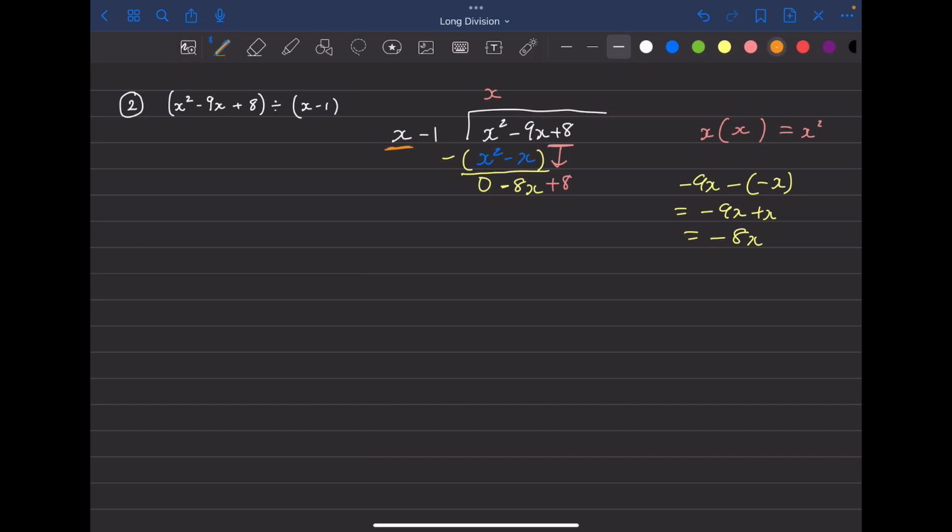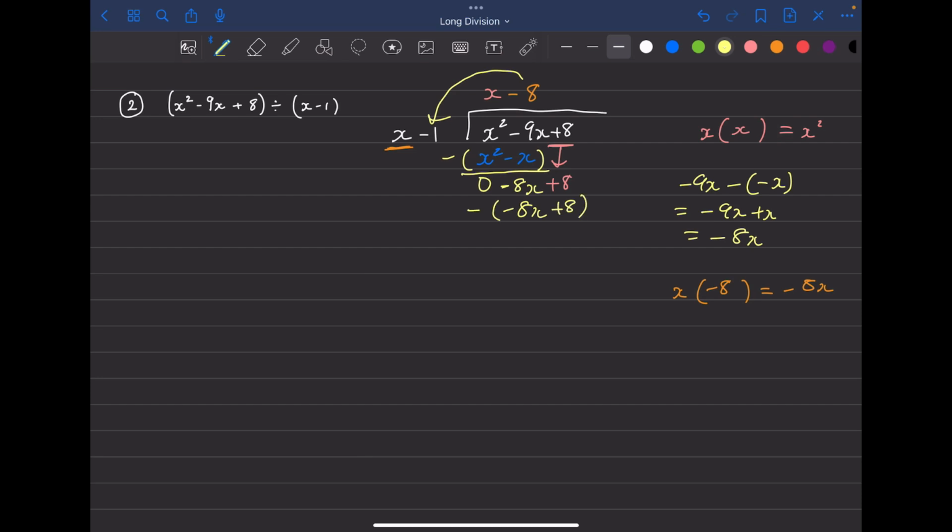This is still x over here, but this time the highest power is negative 8x because this doesn't even have an x. So we take negative 8x as our highest power. We ask ourselves, how do you get from x to negative 8x? So x times something is equal to negative 8x, and that something is negative 8. So let's write negative 8 on top, minus 8. And now it's pretty simple again. Multiply that negative 8 by every term in the divisor. So negative 8 times x is negative 8x. Then negative 8 times negative 1 is positive 8.